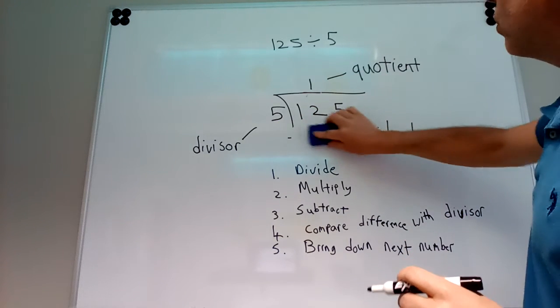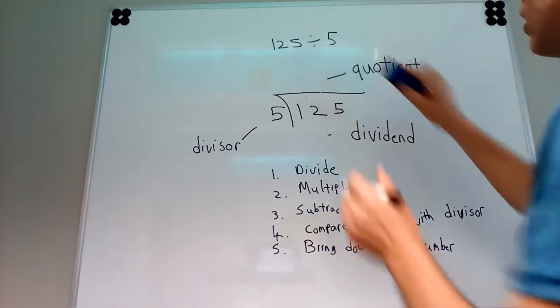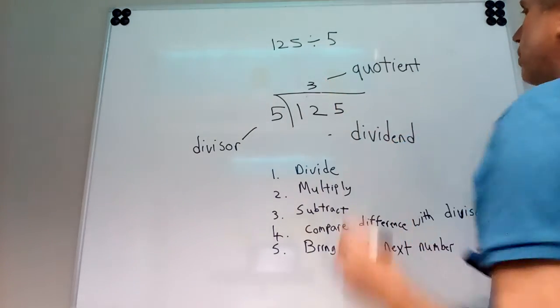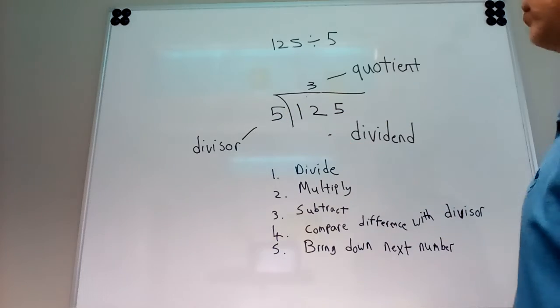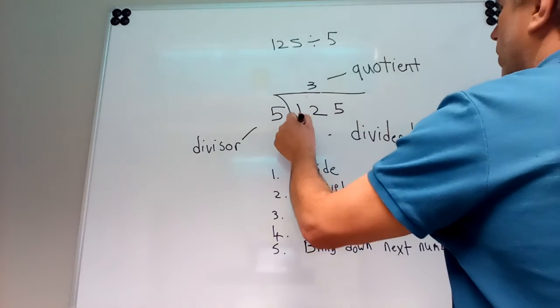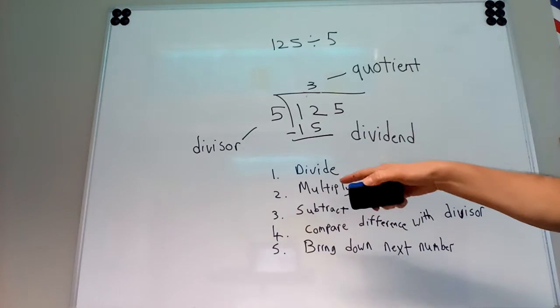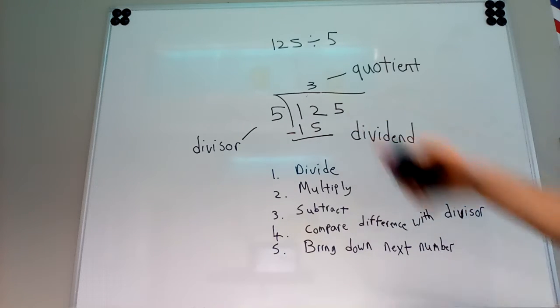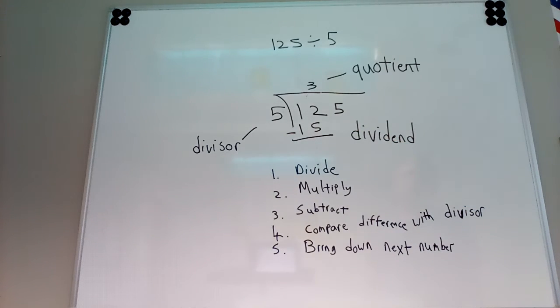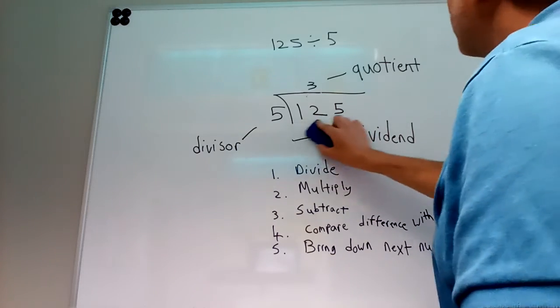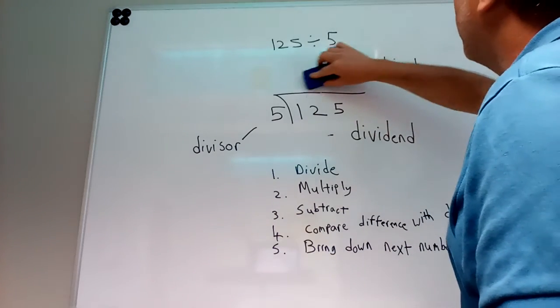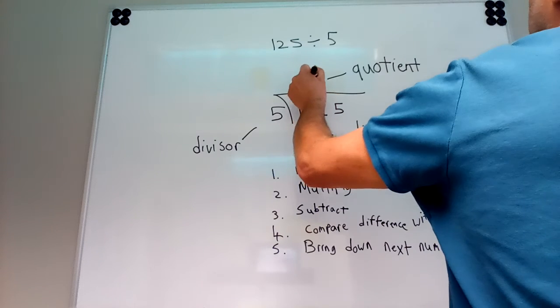And if I'd have tried to use 3 here, 3 times 5 is 15. Well, I would have brought 15 down here. Well, I go to try to subtract, and I've got a problem. I'm trying to subtract 15 from 12. That doesn't work either. It's too big. So it has to be the largest number without going over. And in this case, it's a 2. So I put my 2.